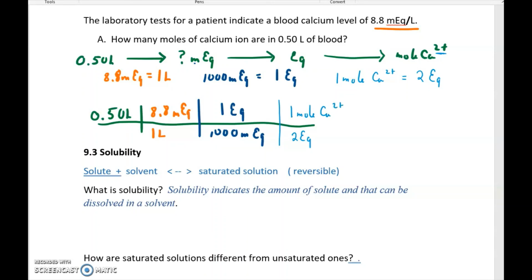So if we do all the math on this, we will get 0.0022. So that's 0.5 times 8.8 divided by 1,000 and divided by 2. This is the number we get. Let's see what units we end up with. Well, liters canceled here, milliequivalents canceled here, equivalents canceled here, and so we were left with moles of calcium.